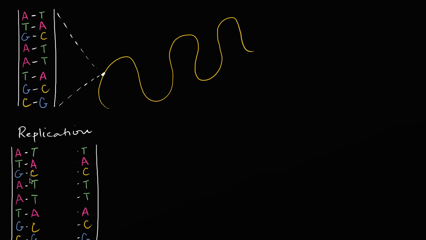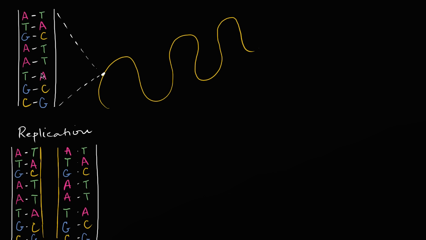So maybe I'll do the new sugar phosphate backbone in yellow. And we can do the same thing here using the original right-hand side. Once again, the T's pair with the A's. So we have an adenine and thymine, adenine and thymine, adenine and thymine. Thymine pairs with adenine. Guanine pairs with cytosine, and cytosine pairs with guanine, just like that.